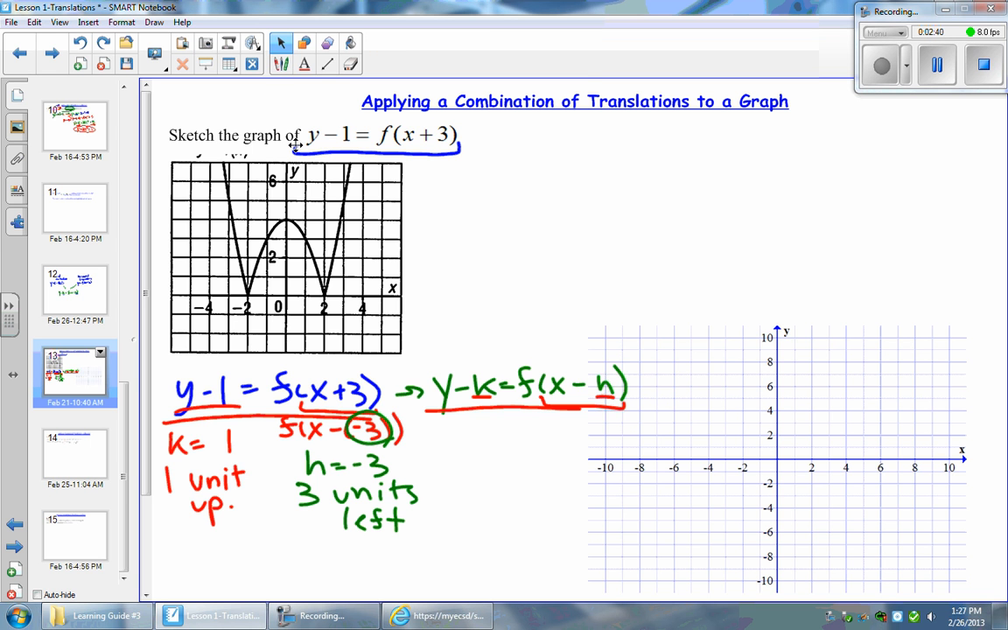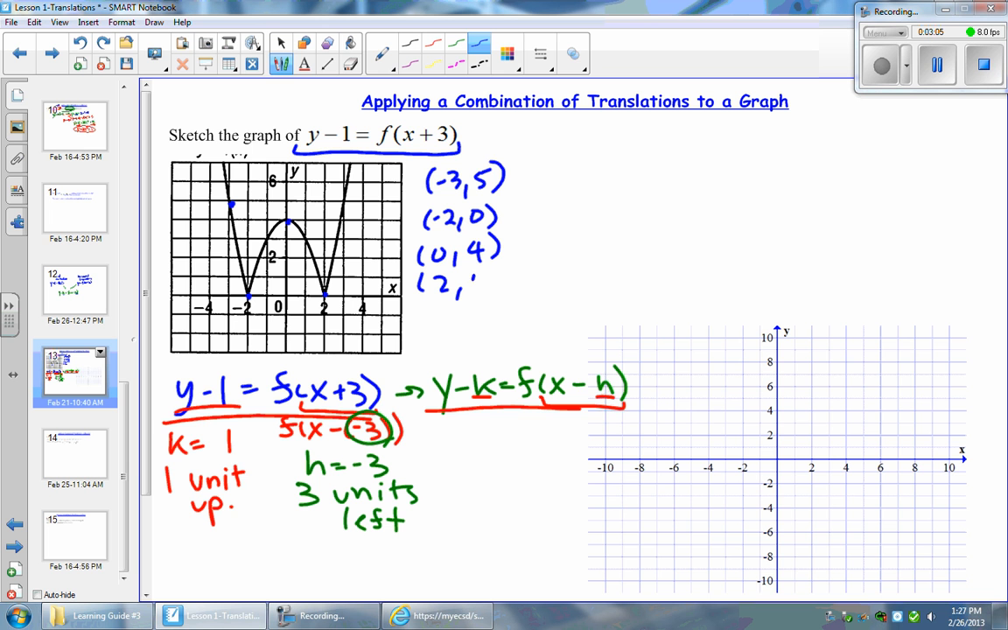Now let's actually perform them. So when you perform a translation, you want to pick 3 or 4 or however many points, and you're going to sketch those points after the transformation. So I'm going to pick this point right here. That's negative 3 comma 5. Then negative 2 comma 0, 0 comma 4, and that point 2 comma 0, and I'm going to pick another point right here, so 3 comma positive 5. So the more points you choose, the better your graph will look.